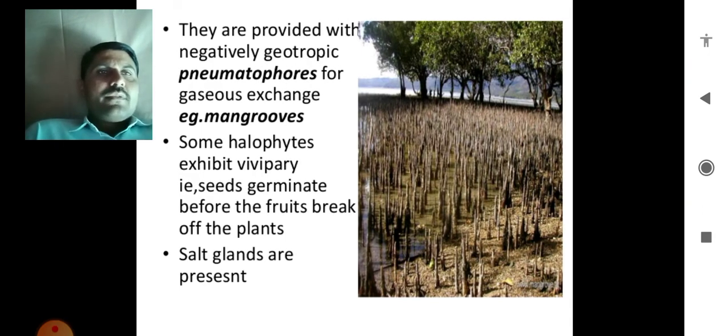See the mangroves, the plants which produce pneumatophores for gas exchange. They are negatively geotropic. That means the roots, which are commonly found underground, are modified and grow up above the ground. Some halophytes exhibit vivipary.